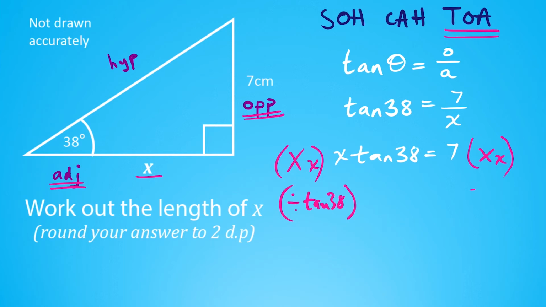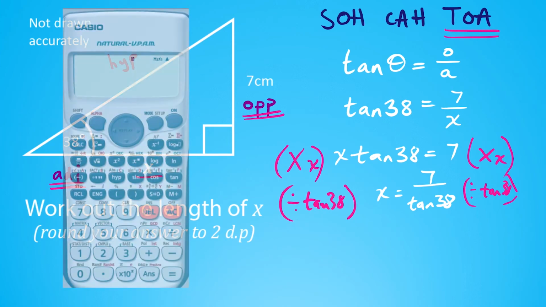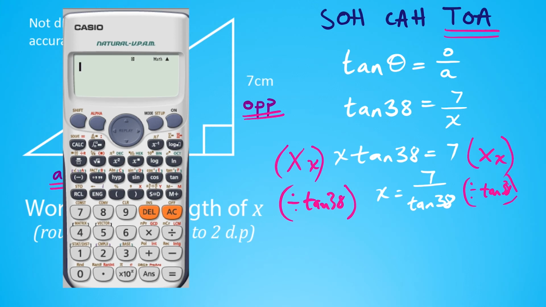Make a note of that there, divide by tan 38, just about fits in. Let's write that down then, so x is equal to 7 over tan 38, and just go to your calculator, work out what that is. If you've got a Casio calculator particularly, use that fraction button, 7 over tan 38. And don't forget your brackets there at the end.